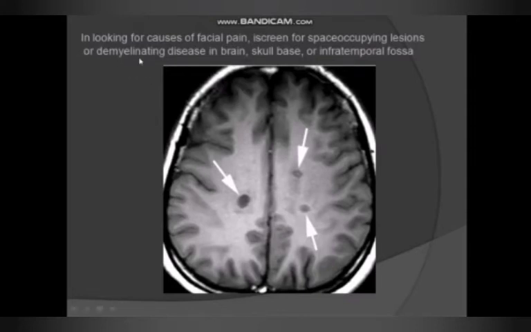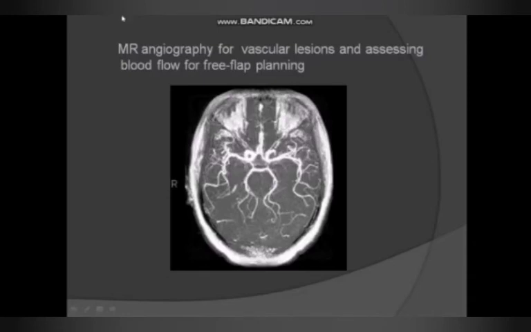It is used in looking for cases of facial pain and also for searching for space occupying lesions or demyelinating diseases in the brain, skull base, or infratemporal fossa. Like this picture, we can see demyelination plaques in the brain that are caused by multiple sclerosis. And the last use is for angiography. MR angiography is for vascular lesions and assessing blood flow for free flap planning, like we have talked about in CT.